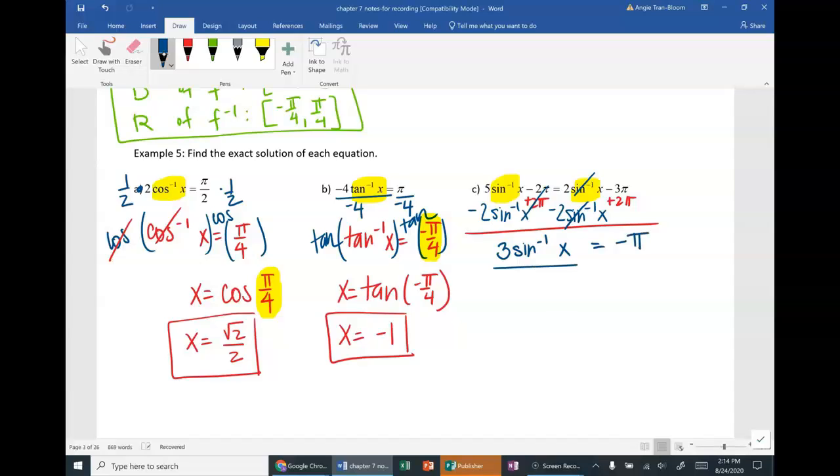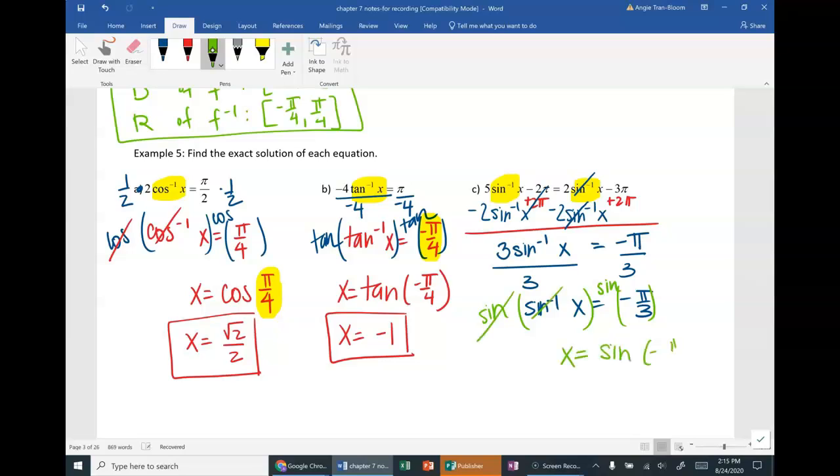So far, so good. Divide both sides by 3. Sine inverse of x equals -π/3. Compose both sides with a sine. And check to see if -π/3 is in the restriction for sine, and it is because it's in quad 4, and sine inverse can totally be in quad 1 and 4. So x equals sine of a -π/3.